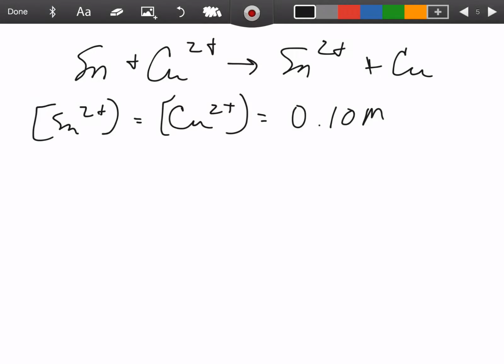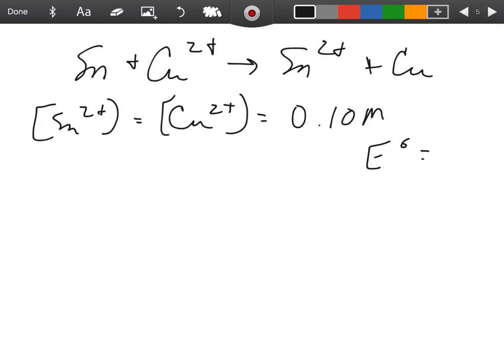Next week in lab, we are doing a reaction where we are taking a look at the reaction of tin metal and copper 2 plus ions, giving me tin 2 plus ions and copper metal. We are looking to find out what the potential for this reaction is, and we can come up with an E0 potential for this particular reaction.